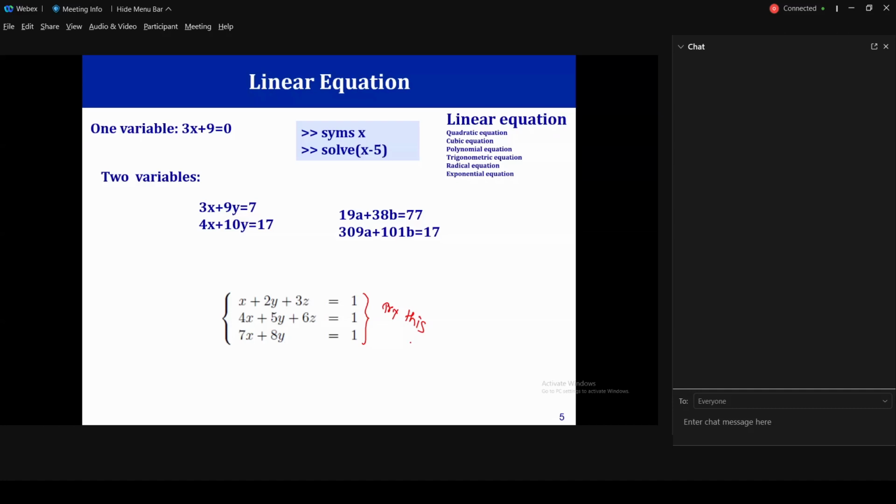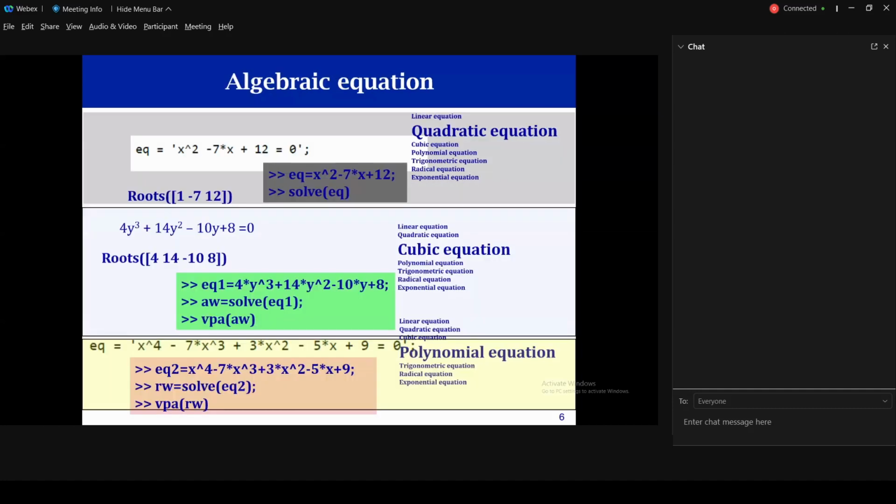So I hope that you might have solved this. Let's go to the algebraic equations and some quadratic equations. Again, if you have an equation like this, which is x square minus 7x plus 12 is equal to 0, this is a complete equation. What we do, we can write the left hand side of these equations in an equation form and try to solve these equations. That's one way of doing this.